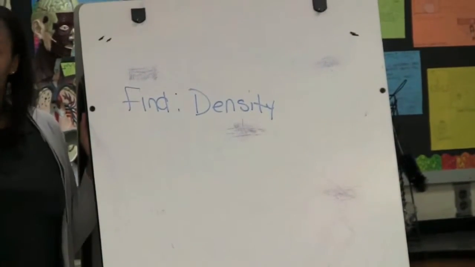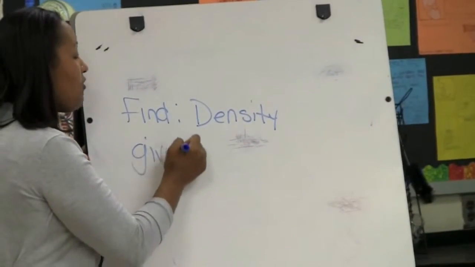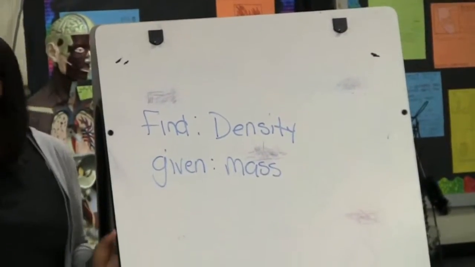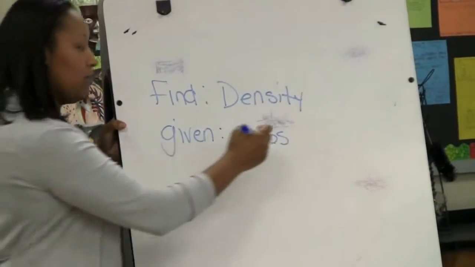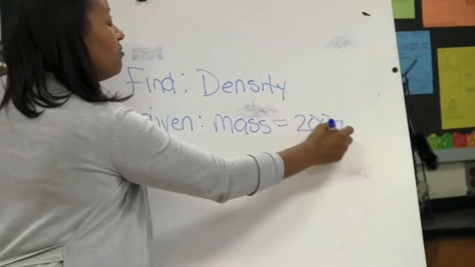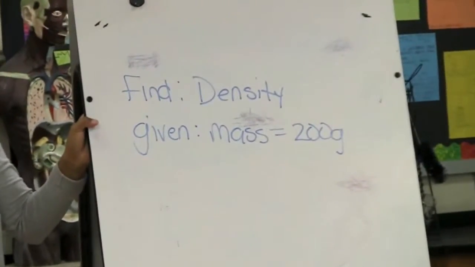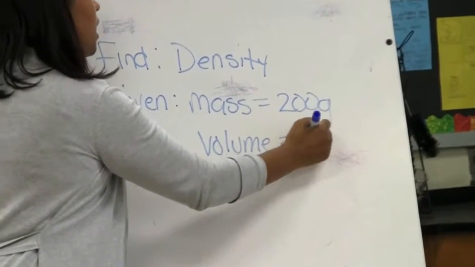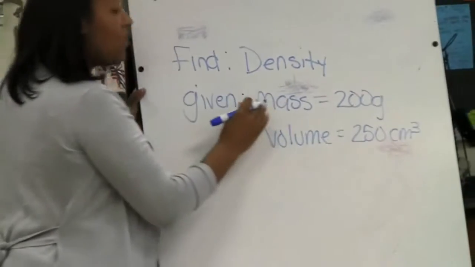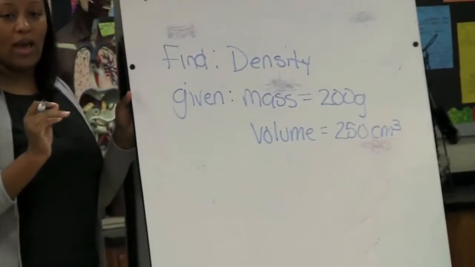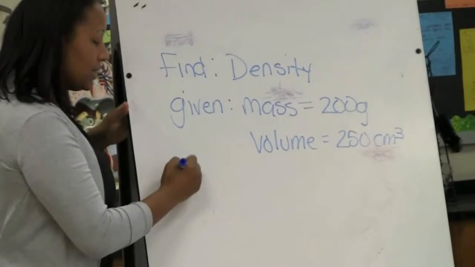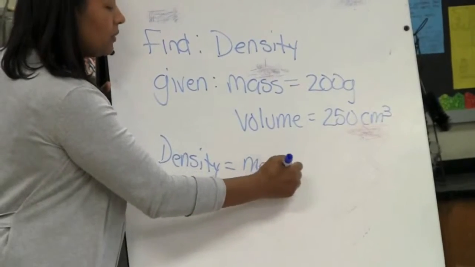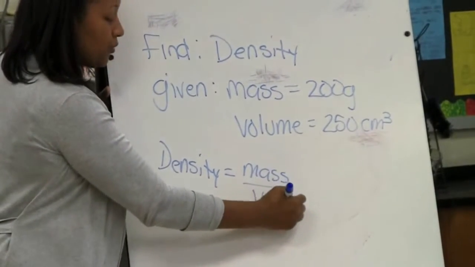Then I look at what they gave me, the given. They already gave me the mass. The problem says that the mass of the wood is 200 grams. And they also gave me the volume. It says the volume of the wood is 250 centimeters cubed. So, since I have the mass and I have the volume, I can use the formula that I know. Density equals mass divided by volume.